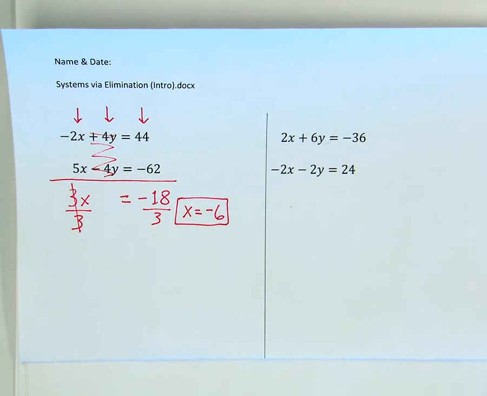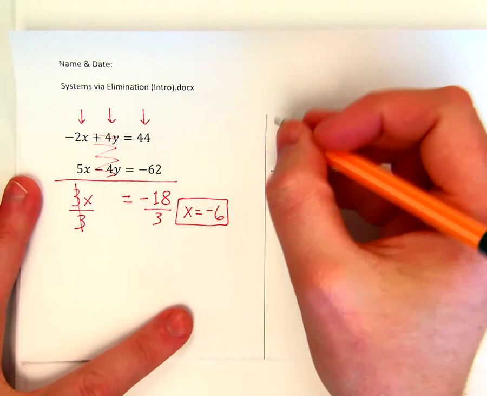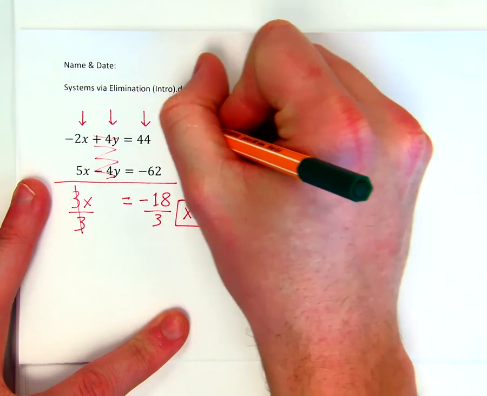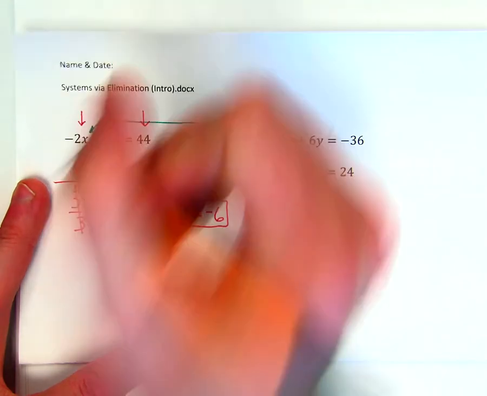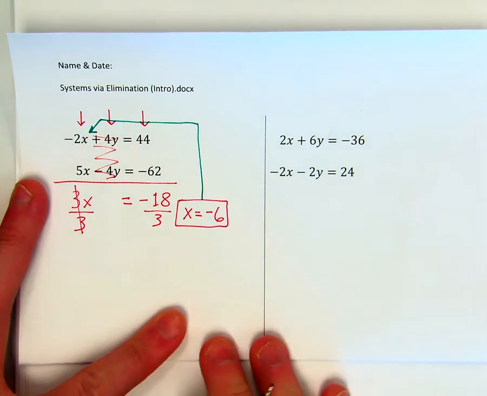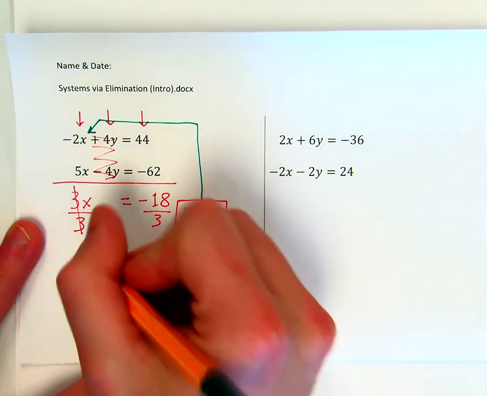Just like all systems of equations, we're not done when we find the first letter. We have to go back to find the second letter. So in order for me to find the value of y in this equation, I need to plug in an x value of negative 6. You can choose to plug it into the top or bottom equation. It doesn't matter. Either way, the process is the same.